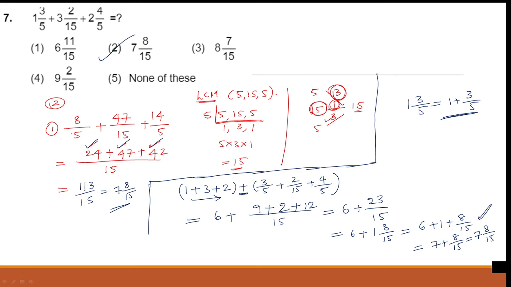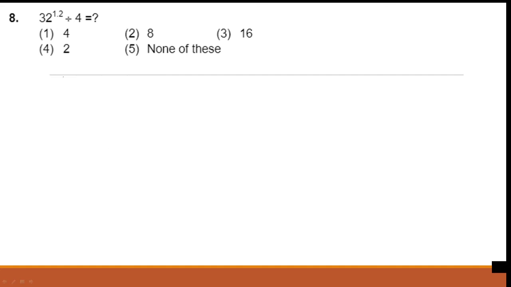So all these are just basics. You can avoid these steps in the examinations. This is just for understanding how the concepts are applied to this question. Is that clear? Okay. Yes. Next one. What is the answer? 7 8 by 15. So now the next question.